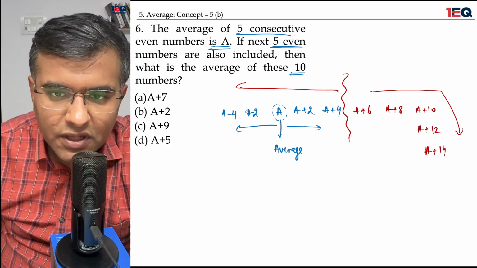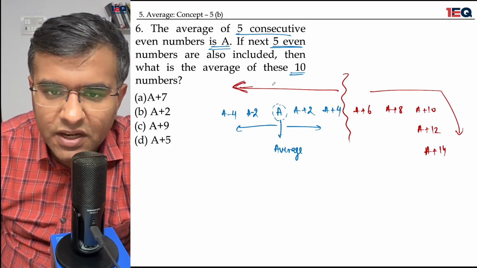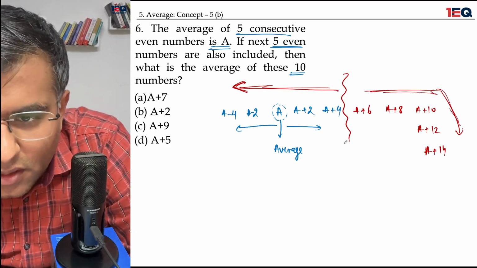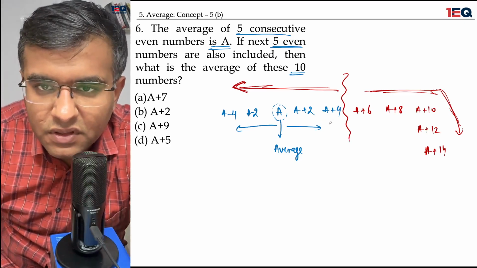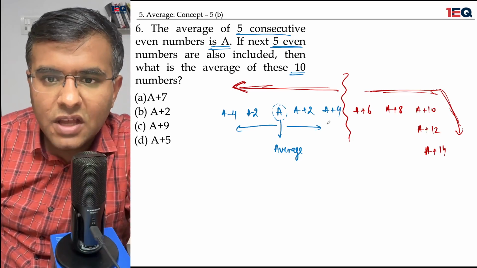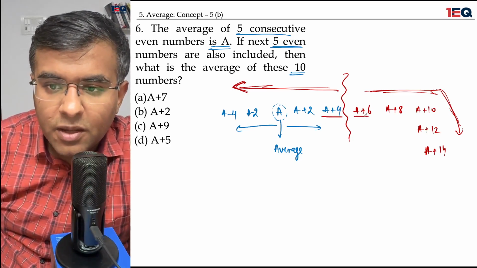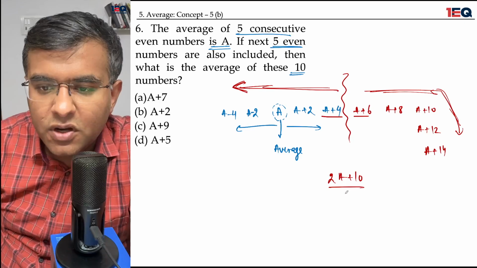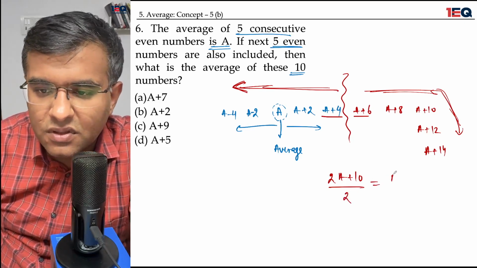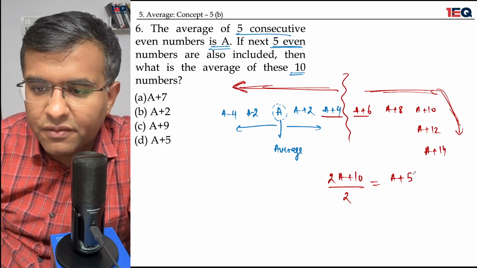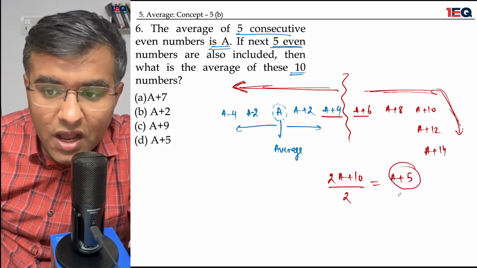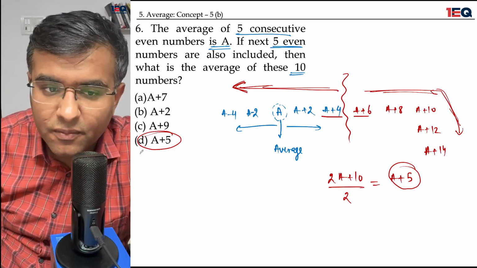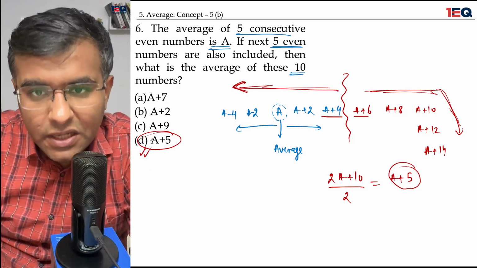The ones which are 5 on the left are these, and the ones which are 5 on the right are these. Now, I need to find out the average of these two consecutive terms, A plus 4 and A plus 6. When you add them up, it makes up 2A plus 10, and I have to divide it by 2 so as to find out the average. So the average comes out to be A plus 5. So the new average of these 10 numbers is nothing but A plus 5. Okay, I hope I've gotten myself very clear.